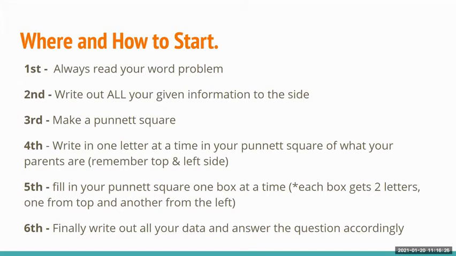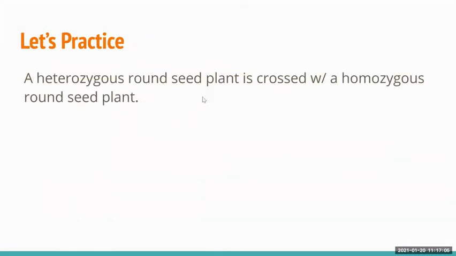The second is write out all the information that you've been given to the side. So if it tells you that we have homozygous genotypes, okay, what does that look like? Then you're going to do your usual, make a Punnett square. Then you're going to put the letters of the parents on there. That's an important part. Show your work. Then we're going to fill out the Punnett square, one box at a time. And then we're going to finish with writing out all of the data and answering the questions that are asked of you. So we're going to go ahead and do an example together.